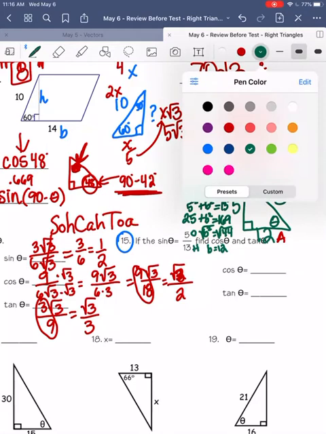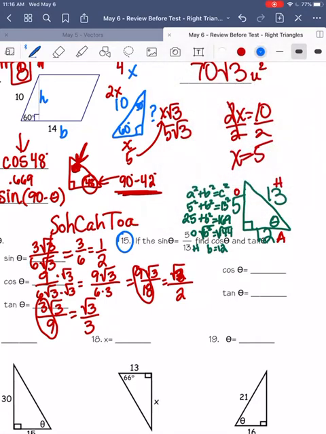The only reason I'm really talking about this problem is because some of you left it as like X over 13 or 5 over X, but I actually want you to find that side, and you can do it by the Pythagorean theorem. So our cosine is now adjacent over hypotenuse, and tangent is opposite over adjacent. So those are your answers there. They don't simplify.